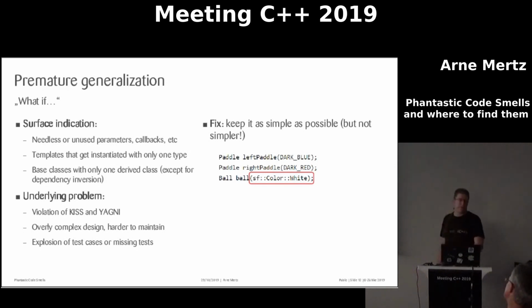So the fix to this is basically, if you have generalizations that are not really needed, leave them away. Structure the program and the code in a way that makes it easy to add them later, but don't add them when you don't need them.